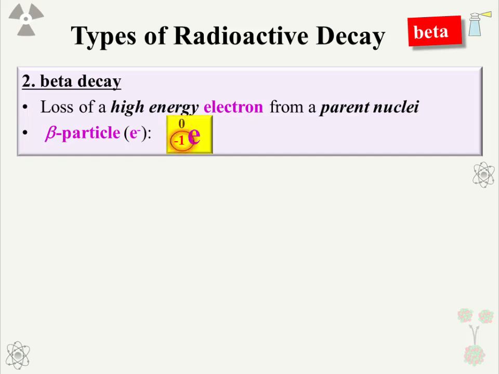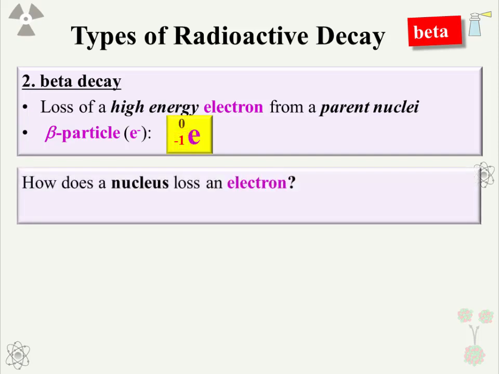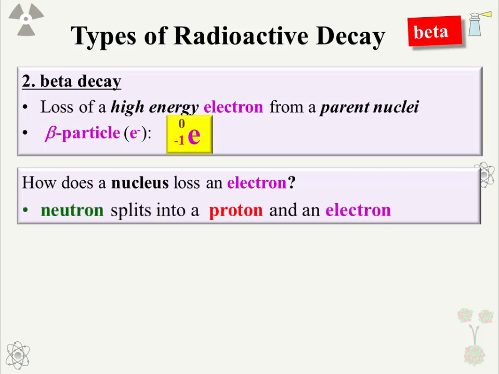It is an electron. How does the nucleus lose an electron? Aren't electrons outside of the nucleus? Yes, they are, but those electrons are not part of beta decay. It turns out that our current understanding of the neutron is incomplete. A neutron can split into a proton and an electron.